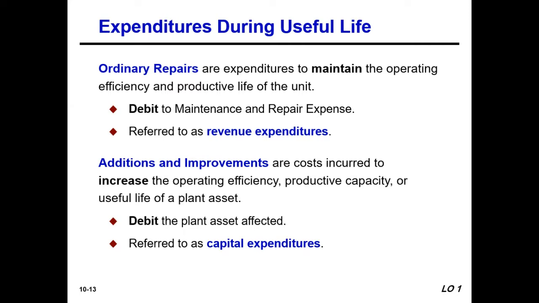If it is equipment, equipment will be debit. We call them capital expenditures. So understand the difference between revenue expenditure and capital expenditures. Capital expenditure is to increase the operating efficiency. Example could be when you install a new engine in your car. In that case, you have to increase the value of that asset by a debit entry.